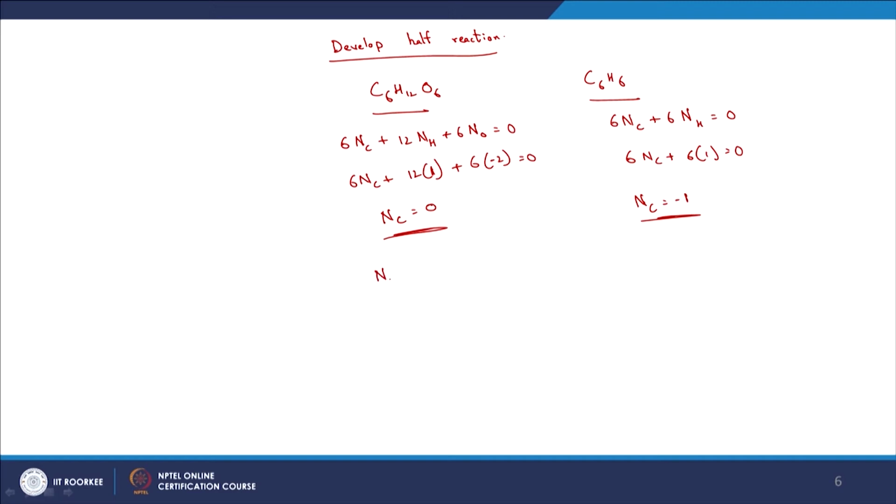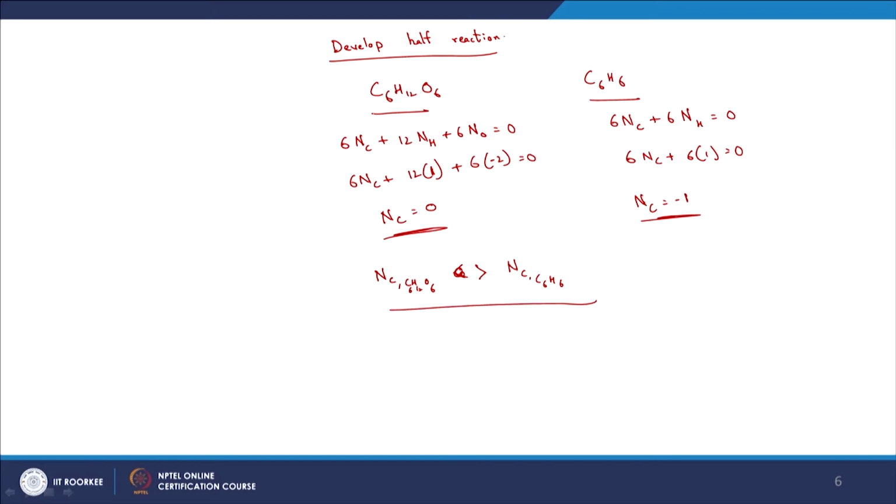So we see that the oxidation state of carbon in C6H12O6 is greater, because it's positive, than the oxidation state of carbon in C6H6, right? So again, what do we see now?